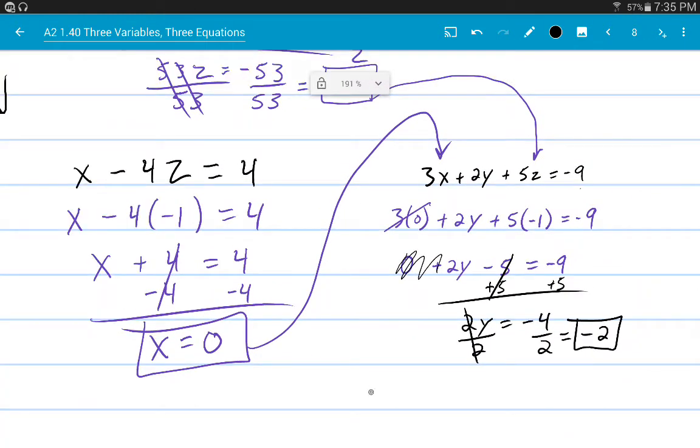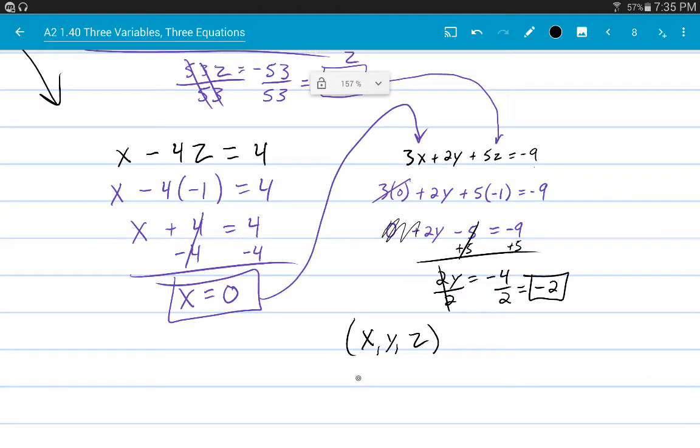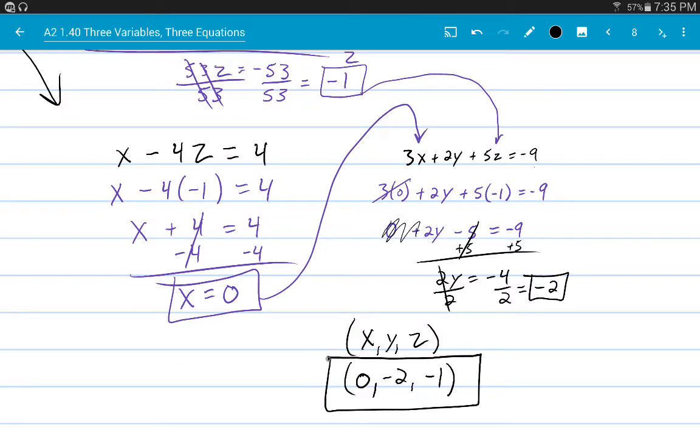My final answer should be in alphabetical order, x, y, z, just like a coordinate point. So let's see, x is 0, y is negative 2, and z is negative 1. So that is my final answer. That is the point in three-dimensional space where all of these equations intersect.